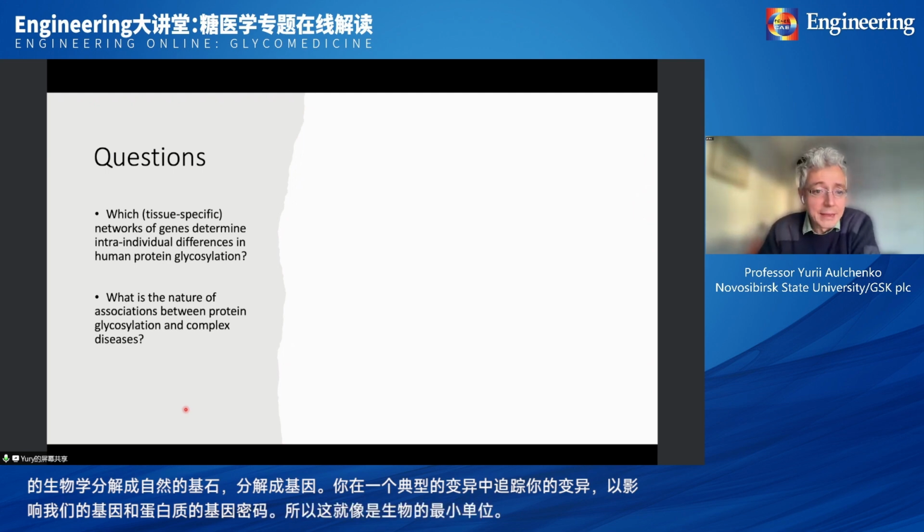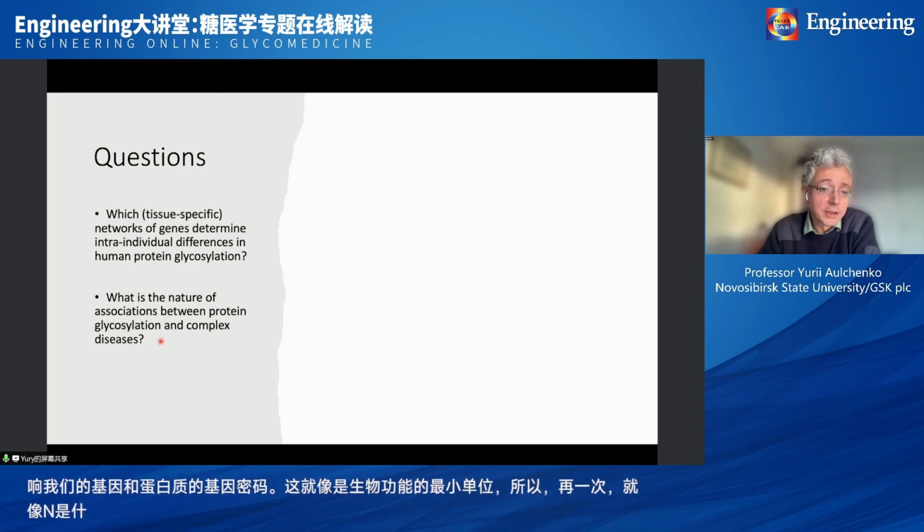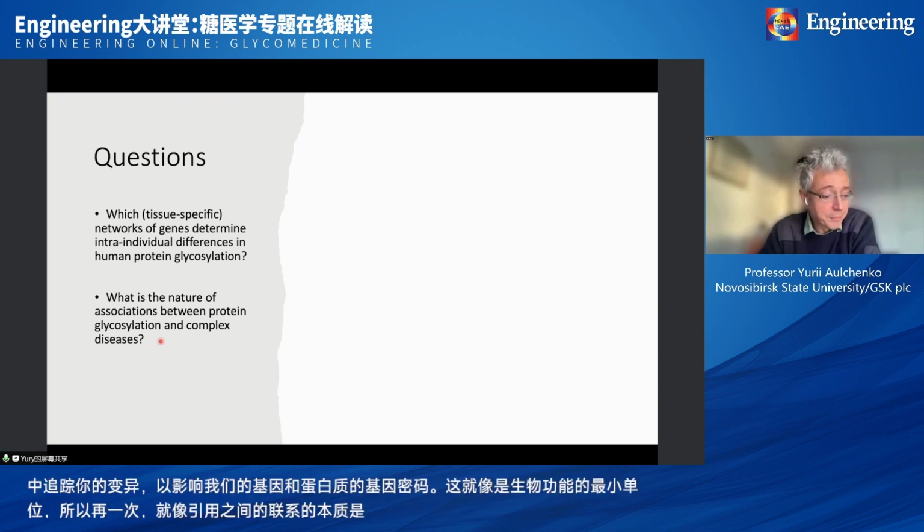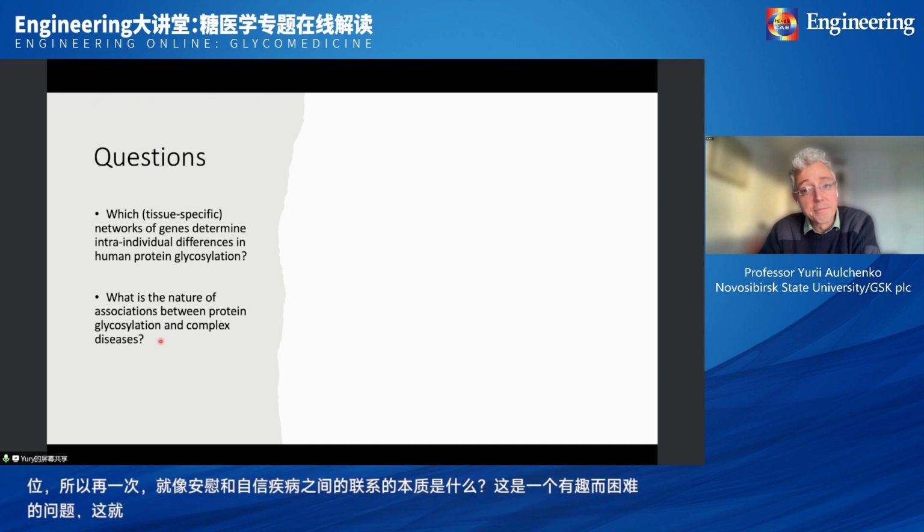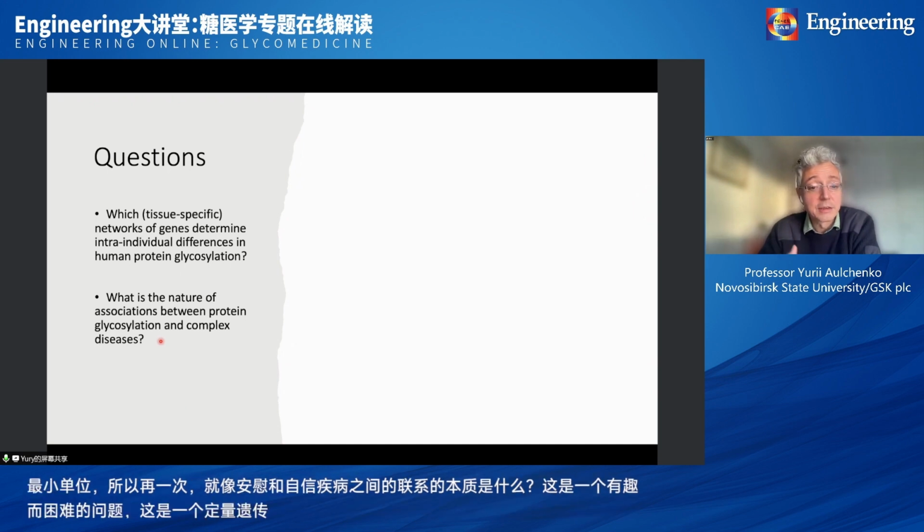So again, what is the nature of association between protein glycosylation and complex diseases? This is an interesting and difficult question. And this is the one where quantitative genetics, or genetics in general, can be a very effective tool, right?